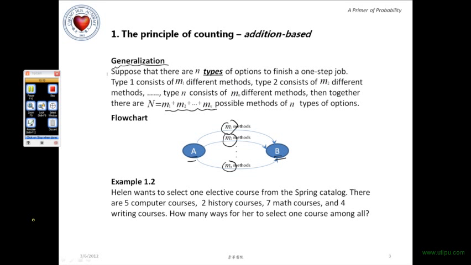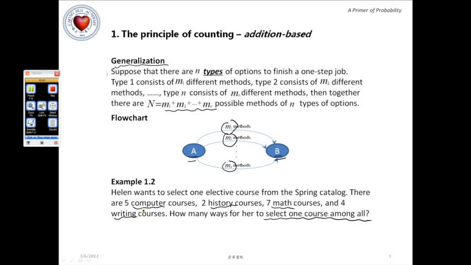First and foremost, let's do some analysis. Is this a one-step job for Helen? Yes. Helen just wants to pick one course no matter what it is, that's all. Second, can we categorize the type of courses? Yes, there are 4 types of courses. Type 1 here, type 2, type 3, and type 4.